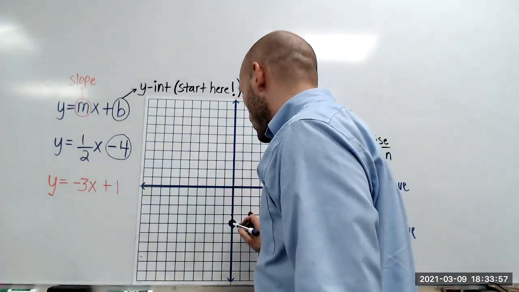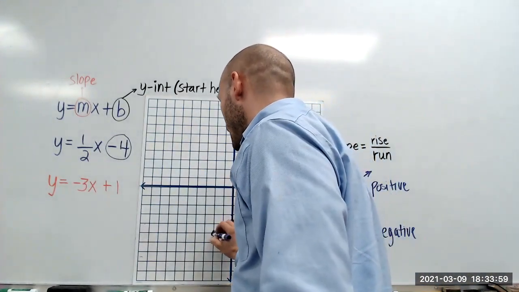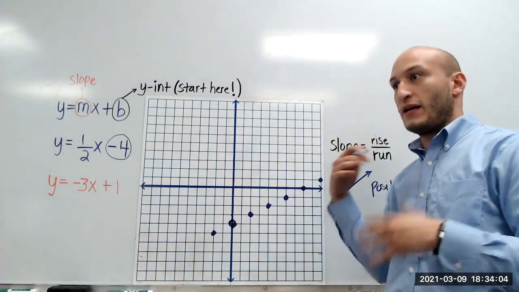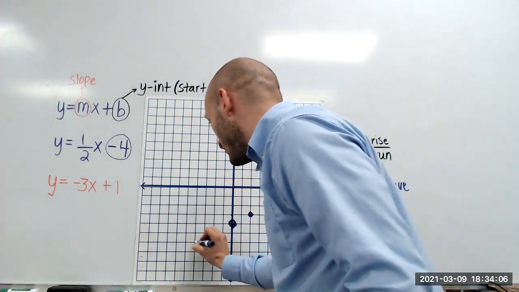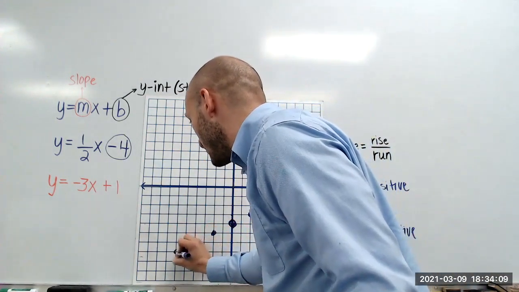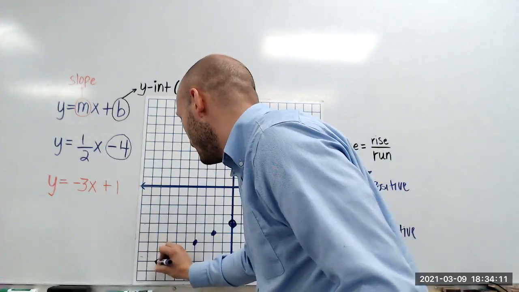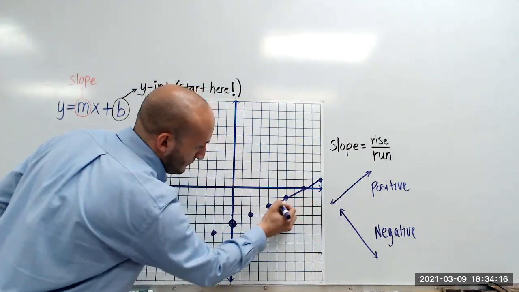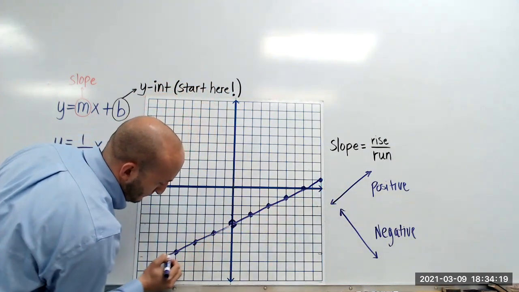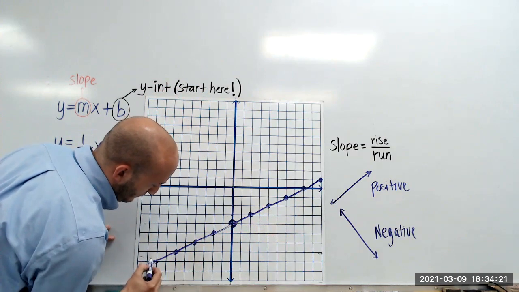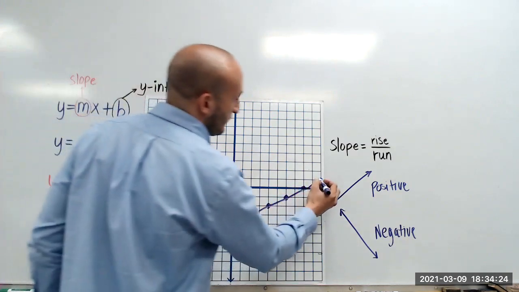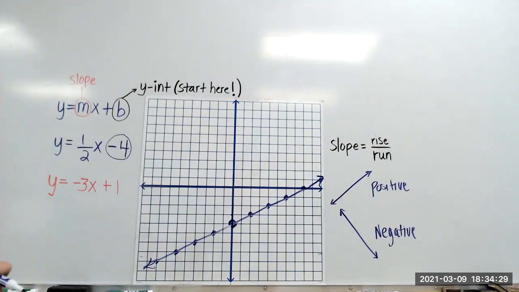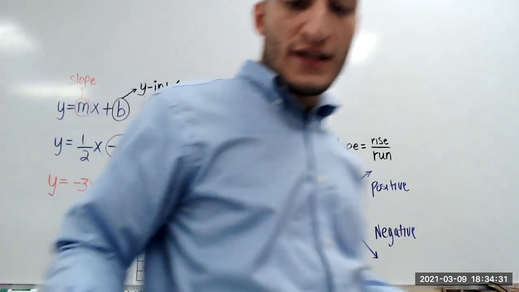I can also go down 1, to the left 2, because down is negative, to the left is negative. Negative over negative makes a positive. So down 1, left 2. Down 1, left 2. There we have a line. That's it. So let's do the second one.